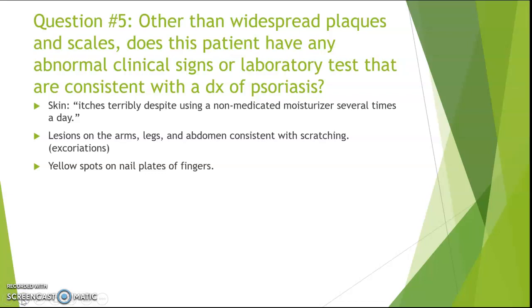Question number 5. Other than widespread plaques and scales, does this patient have any abnormal clinical signs or laboratory tests that are consistent with the diagnosis of psoriasis? KB reports that her skin itches terribly despite using a non-medicated moisturizer several times a day. She also has lesions on her arms, legs, and abdomen that are consistent with scratching. It is reported that she has yellow spots on the nail plates of her fingers. These are all clinical signs of the diagnosis of psoriasis.